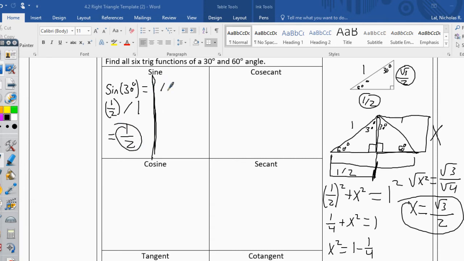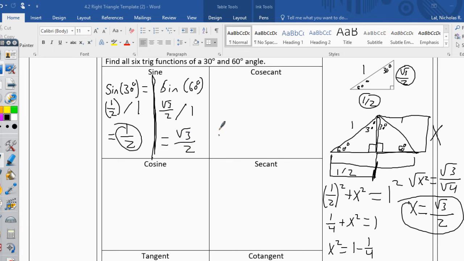The sine of 60 is equal to, what's the length of the side opposite 60? That's root 3 over 2, over 1. So that's equal to root 3 over 2.